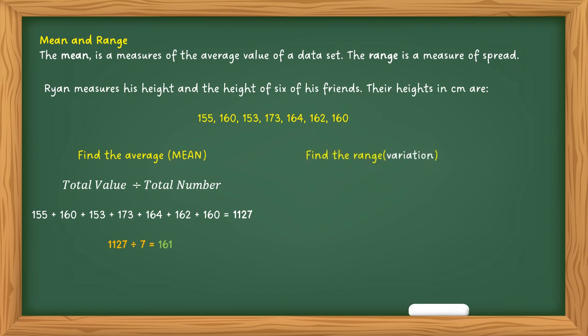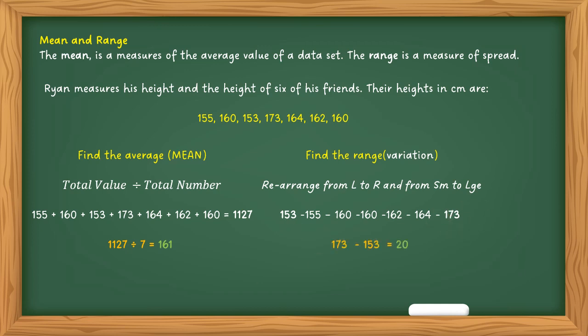Now let's look at how to find the range. The range is often known as a variation as well. We get this in a lot of questions, the word variation, which confuses people, but it's just the range, the difference between the highest and the lowest. So what you do is you rearrange from left to right and from small to large, and that's the same data that's up there. And you can see that the lowest is 153, the highest is 173, so the range is the spread of the data, how far it's spread out, and it's that number in between. Now we'll have a look at range in the next slide.